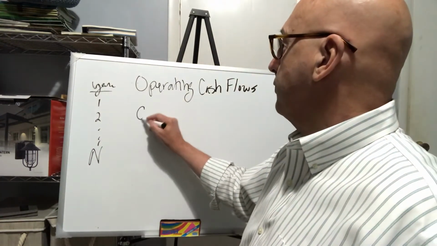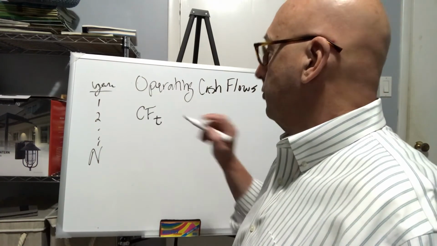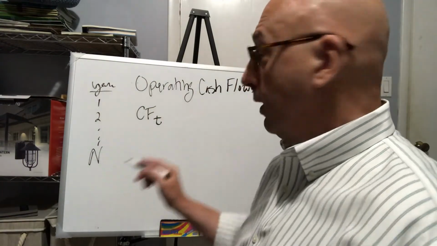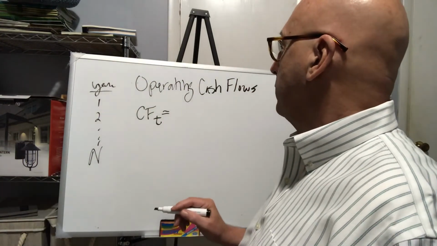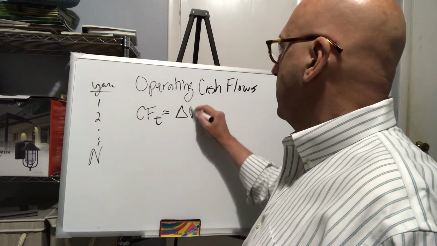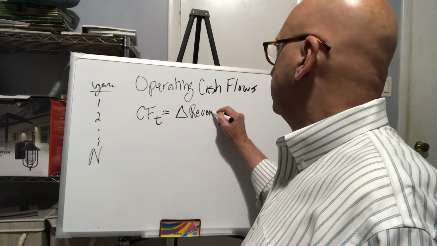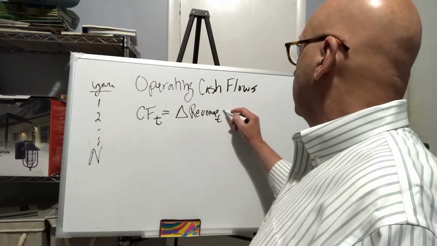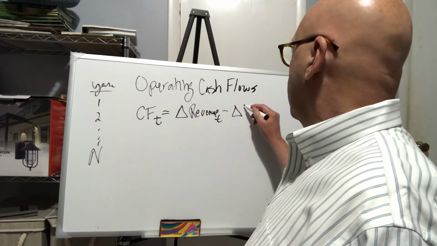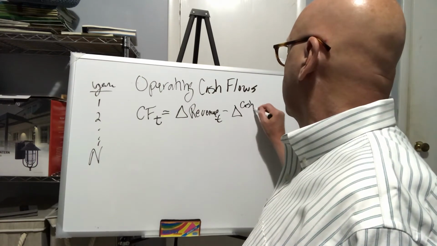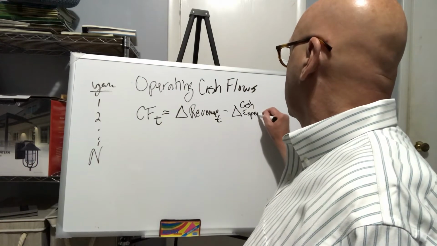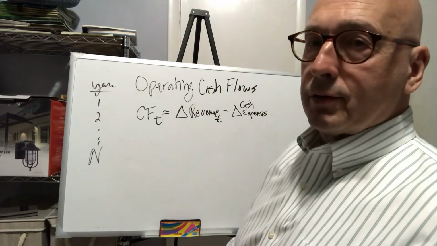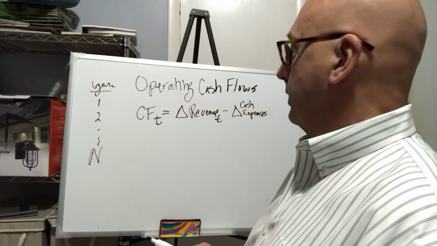So the cash flow in the t-th period, well, it could be period 1 or 2, whichever one it is, will be equal to the incremental change in revenue in that period less the incremental change in cash expenses in that period. Now, here's going to be the strange one that's coming in.